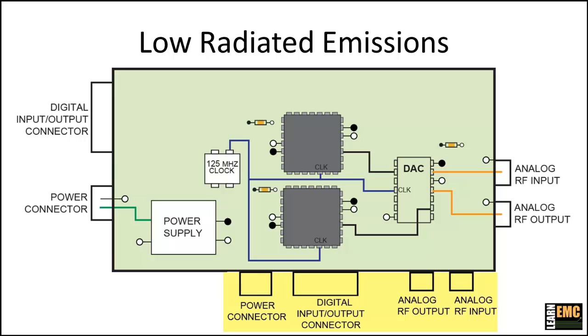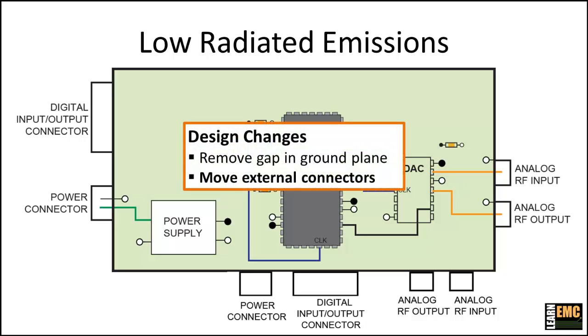If necessary, connectors on the same edge of the board can be referenced to a non-current carrying chassis ground in order to ensure they're held to the same potential. In this case, however, that's not likely to be necessary. So now, in terms of reducing radiated emissions, we've decided on a solid ground plane, and we're going to place the external connectors on one edge of the board.